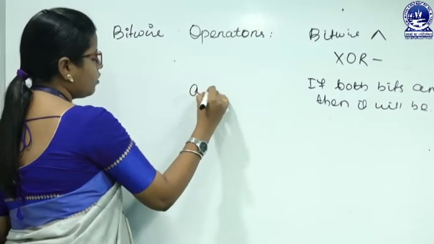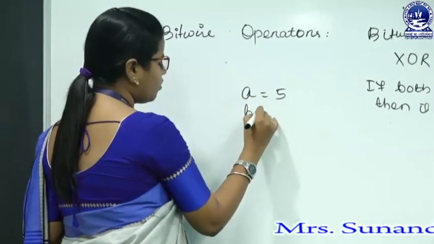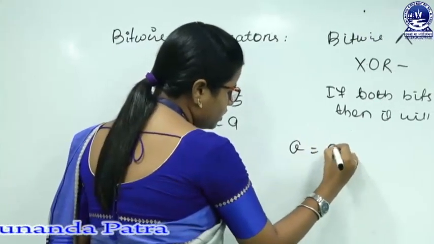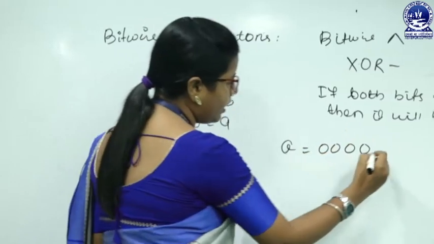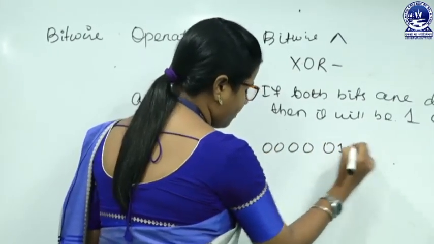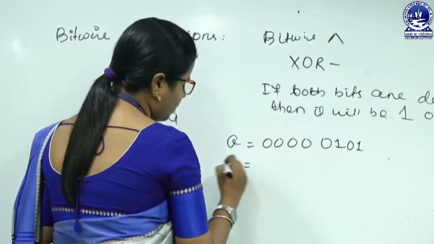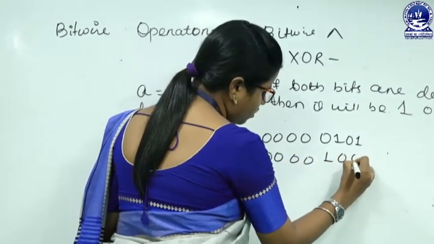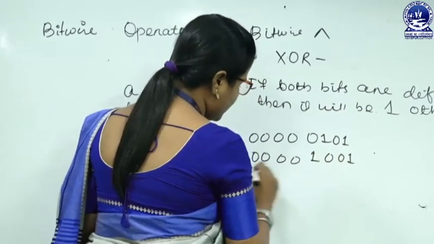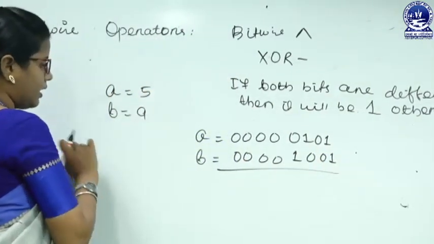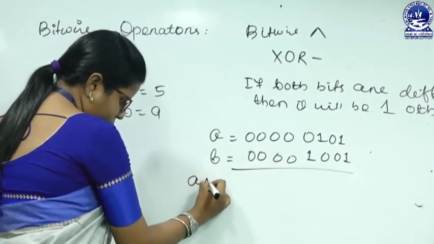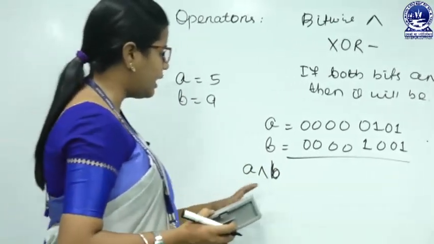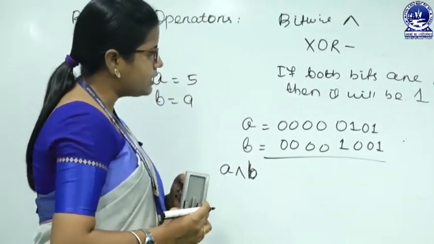Suppose A equals 5 and B equals, suppose, 9. The equivalent binary for A is 0000 0101, and the equivalent binary for B is 0000 1001. So these are the equivalent binaries of 5 and 9. We are performing the exclusive OR operation, or XOR operation, on A and B. So what will be the result?